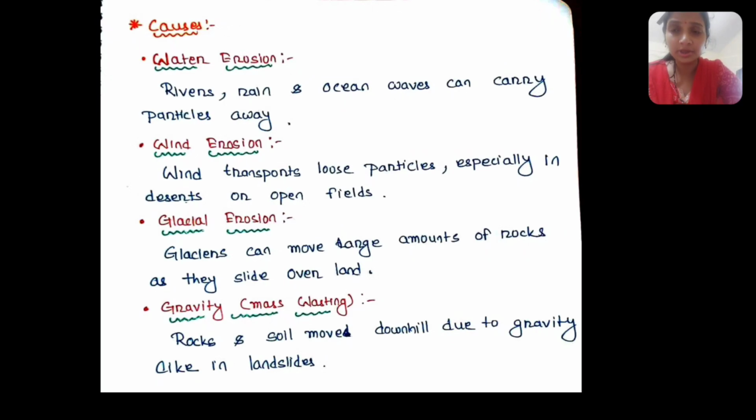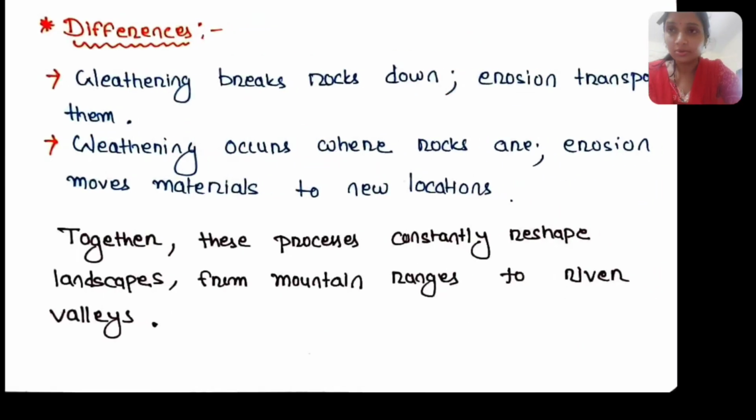Then glacial erosion. Glaciers can move large amounts of rocks as they slide over the land, and the movement of rocks by glaciers is known as glacial erosion. Also, gravity can be responsible for erosion too, and it is known as mass wasting. When landslides take place, the rocks and soils are moved downhill due to the gravity of the earth. So gravity is also responsible for erosion. So these are all types of erosion.